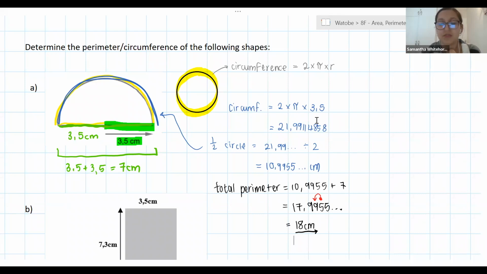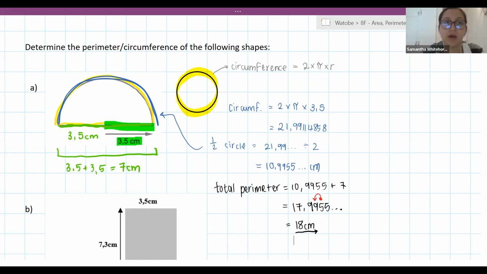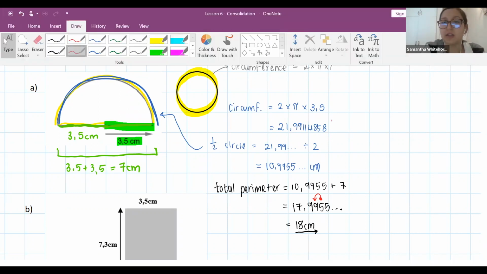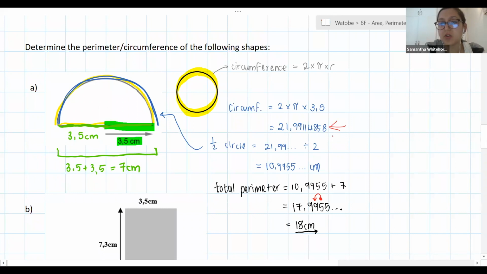You're supposed to write the whole thing because that 21,991148 blah blah blah, this is not your final answer yet. Your final answer is only once you've done the rest of the calculations and then gone to 18. So you should write down the whole thing. So is that then the only time where we don't write the entire thing, but the short way? Yeah. So the only time we shorten it is in our final answer.